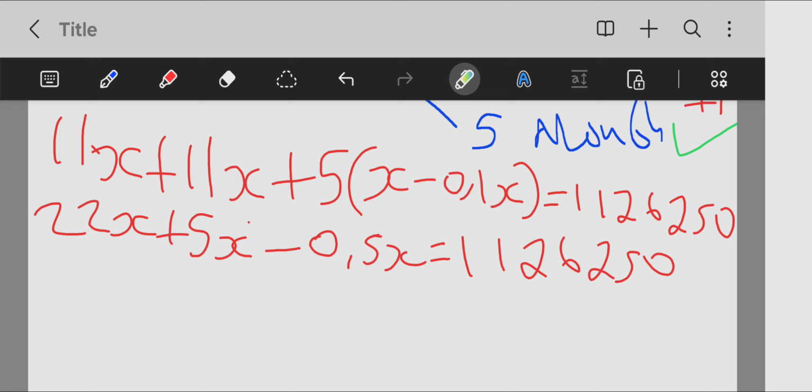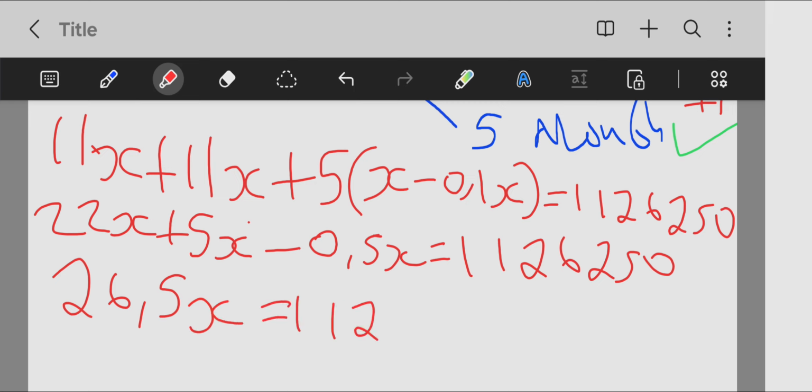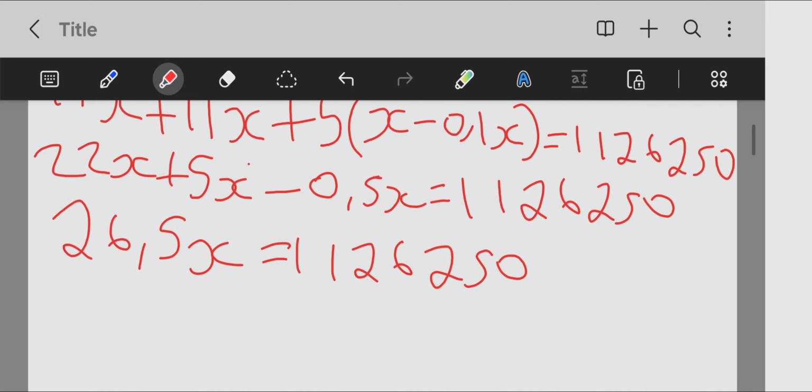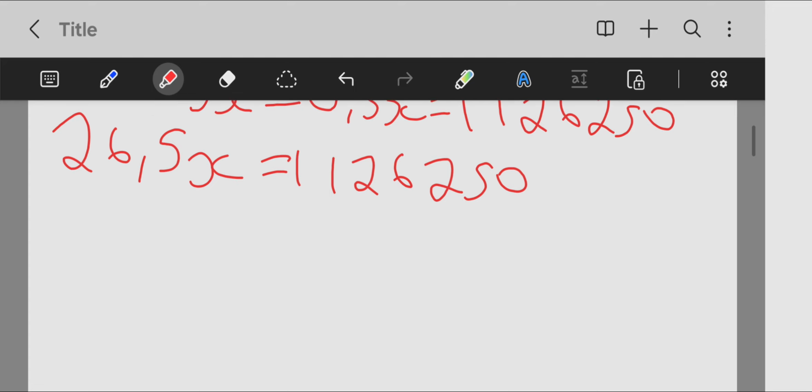22 plus 5 minus 0.5 will give us, no, I don't have to put equal sign here, will give us 26.5x is equal to 1,126,250. Having two equal signs in one equation is a taboo mathematically.